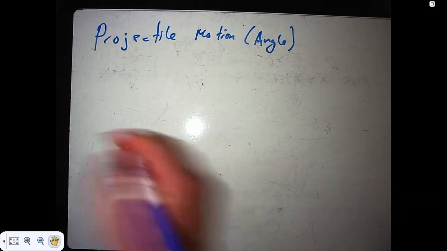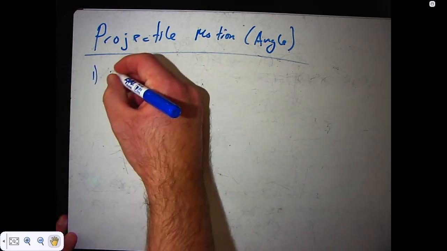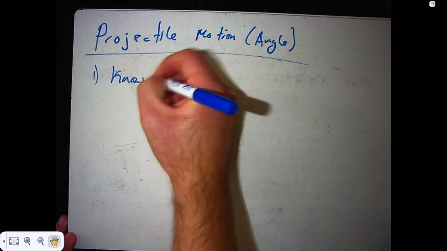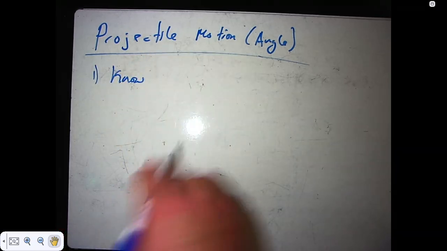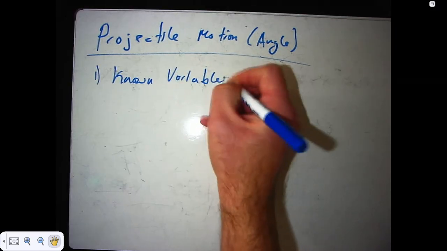So the first thing, like we normally do, is we try to figure out what we know. We're going to look for the variables that we know, the known variables. We're going to identify those, like we've done in the past.